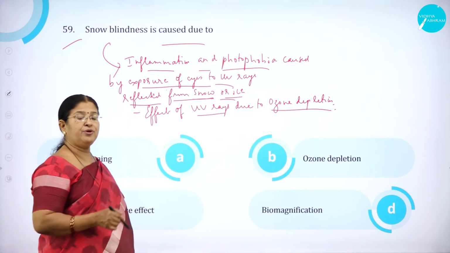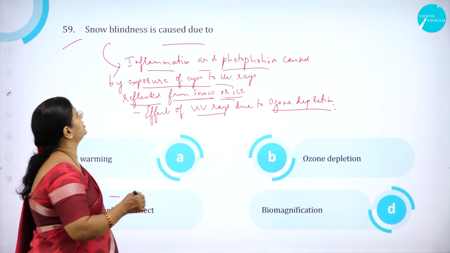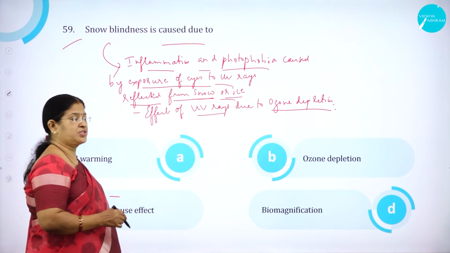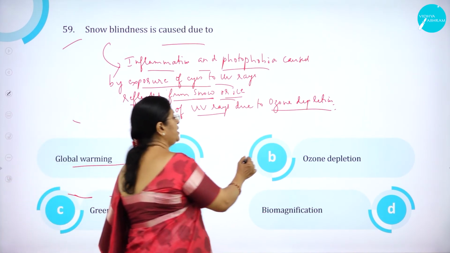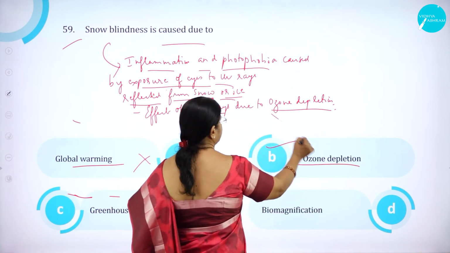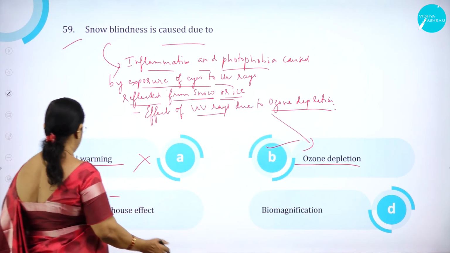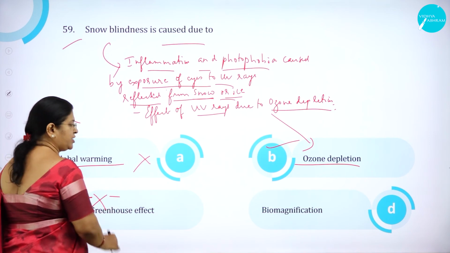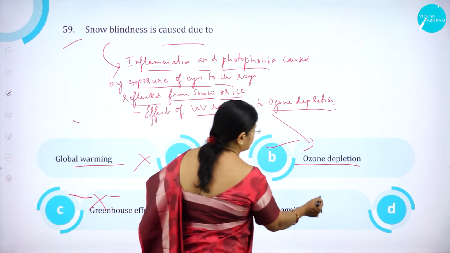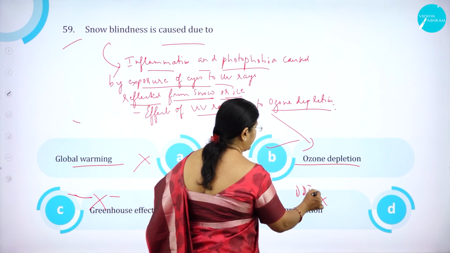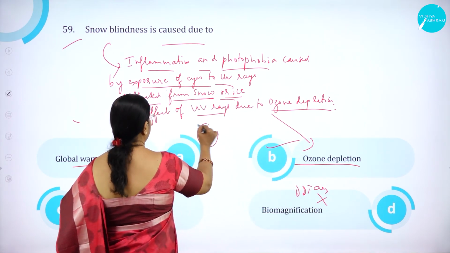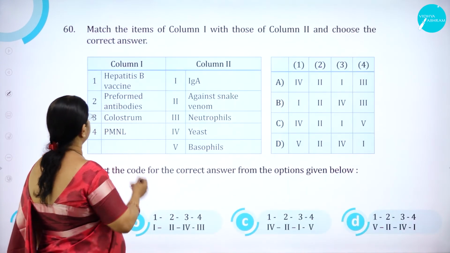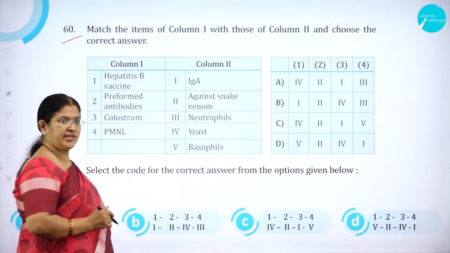So it is mainly due to what? Due to ozone depletion. So snow blindness is caused due to option A, global warming, no. B, ozone depletion, correct. As I said, it is due to ozone depletion. Greenhouse effect, no. Biomagnification, no, that is for DDT-like accumulation. So the option is B. B is correct. Moving on to the 60th question.